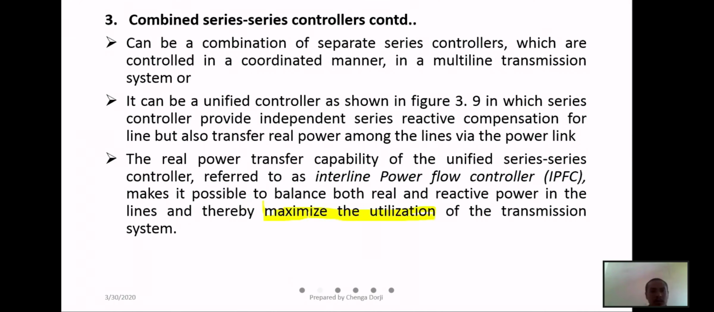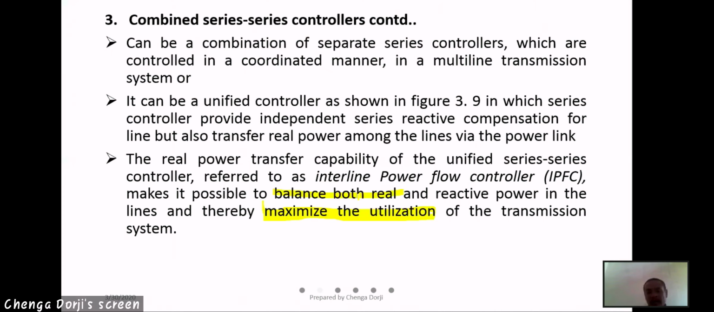So you can go to the real power transfer capability of the unified series controller, which is commonly referred to as IPFC. So first thing is, it makes it possible to balance both the reactive power and active power in the lines. The advantage of balancing this is it will maximize the utilization of the transmission system.